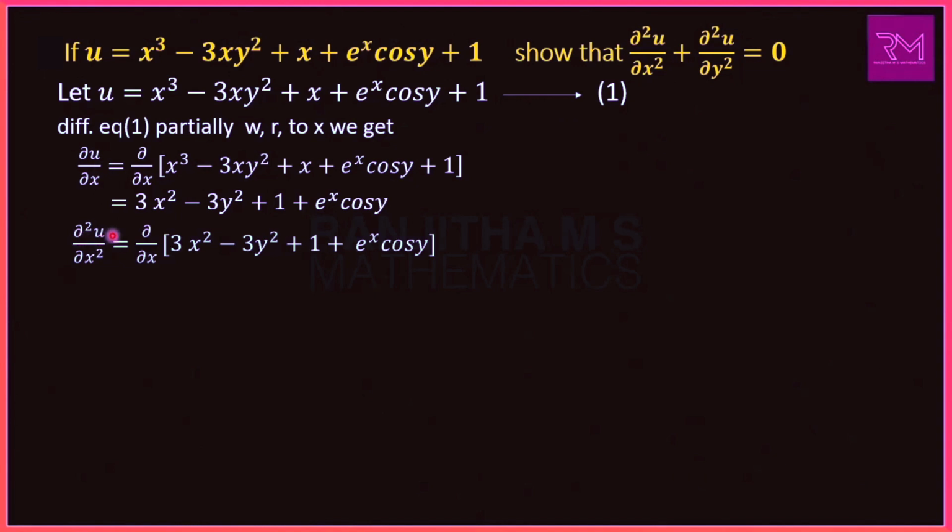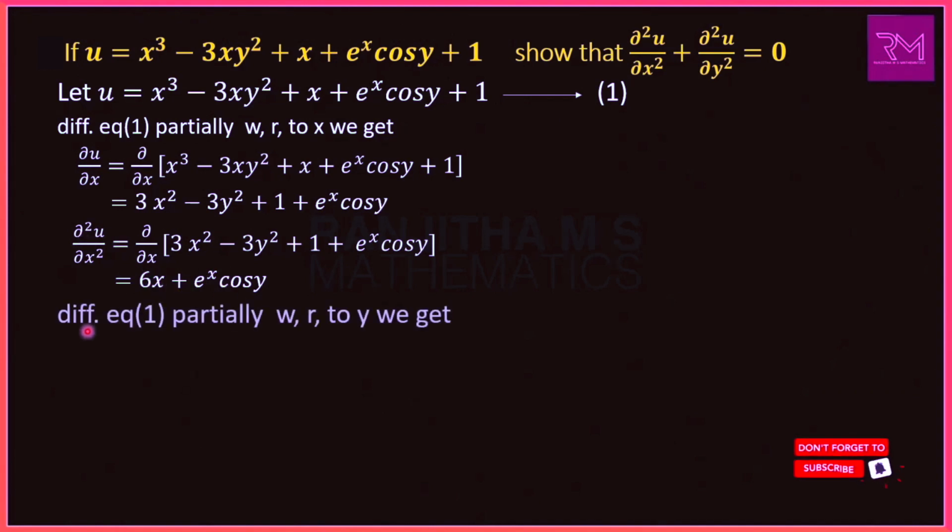Next we have to find del square u by del x square, so we differentiate this equation partially again. We get del by del x of del u by del x, which is 3x square minus 3y square plus 1 plus e power x into cos y. Here the differentiation of 3x square is 6x. The constant terms have differentiation 0, plus cos y is constant, taken as it is, into differentiation of e power x, which is again e power x. Hence del square u by del x square is 6x plus e power x into cos y.